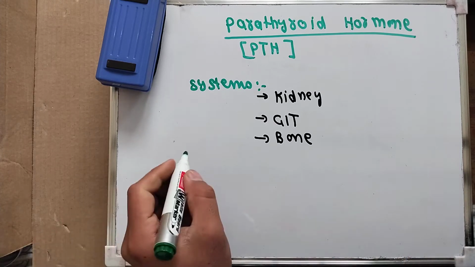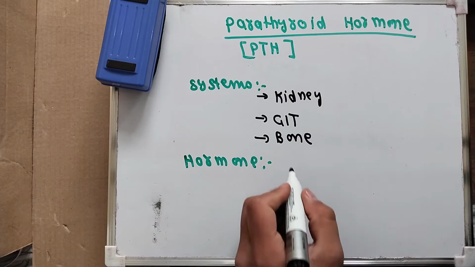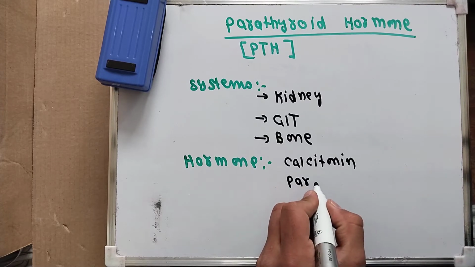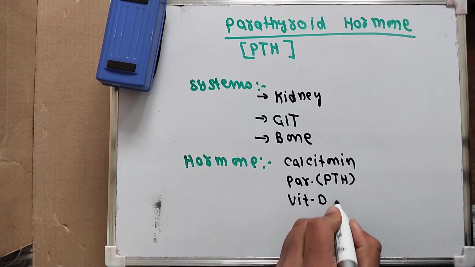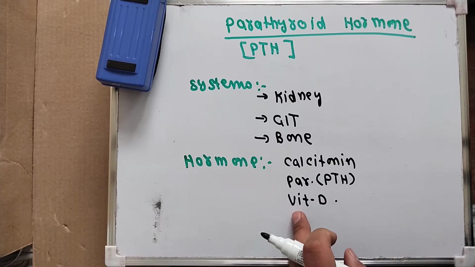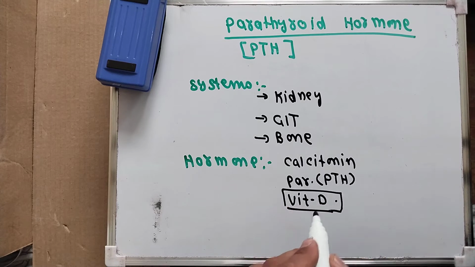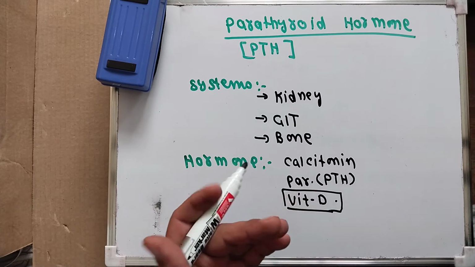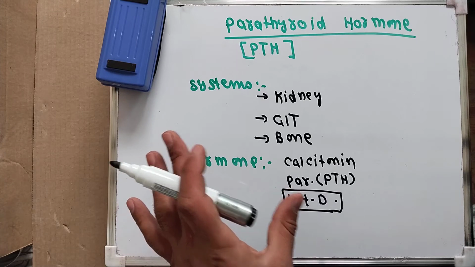Hormones that play a role in control of calcium level include calcitonin, parathyroid hormone, which we will simply write PTH, and another is the active form of vitamin D. Vitamin D also acts as a hormone. It is activated in the proximal convoluted tubule of the nephron of the kidney, and it acts on the GIT. We will discuss the mechanism of action of vitamin D. So these are the three systems and three hormones that play a role in calcium regulation.